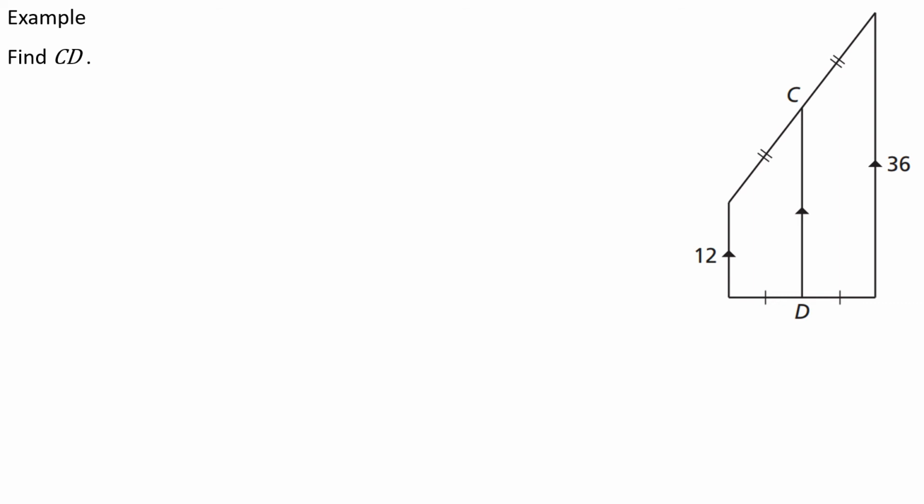Okay, and again, the clues in the picture let me know that I'm dealing with a trapezoid. The clues in the picture also tell me that I must have D as a midpoint and C has to be a midpoint. So I know that the distance from C to D has to be the average of the bases. So I can add the bases together, divide by 2, voila. I know the length of CD is 24.